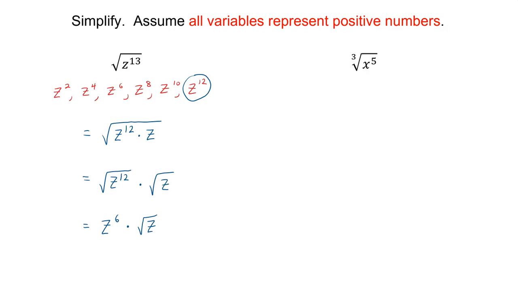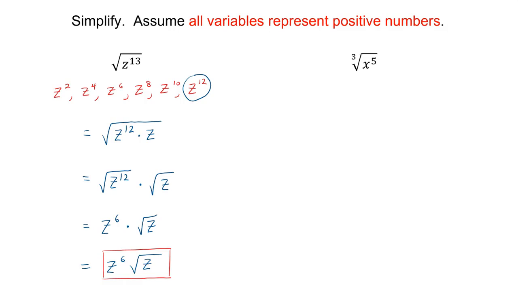Now we have to look at the square root of z and ask ourselves, is that a fully simplified radical expression? For this expression to not be fully simplified, the exponent on z would have to be 2 or greater, because this is a square root. The exponent here is 1, so there's not a perfect square z expression that will evenly divide z. So that means the square root of z is fully simplified. And our final simplification is z to the 6th times the square root of z. And that's the fully simplified form of the square root of z to the 13th.